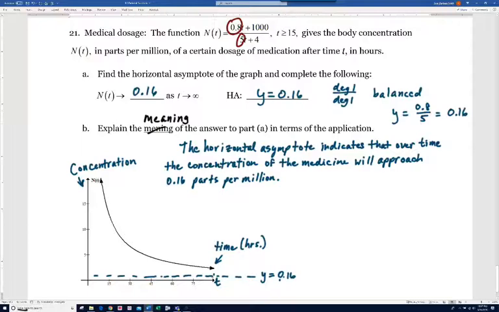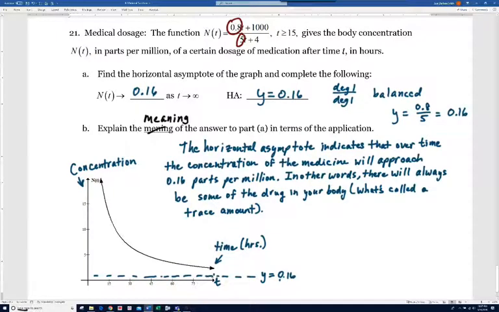It says explain the meaning of the answer to part A in terms of the application. So what's going on here? The horizontal asymptote indicates that over time the concentration of the medicine will approach 0.16 parts per million. So really what's happening here is we're always going to have some of this medication in us. It's never going to be completely gone. So let me go ahead and write that. In other words, there will always be some of the drug in your body. It's what we sometimes call a trace amount.